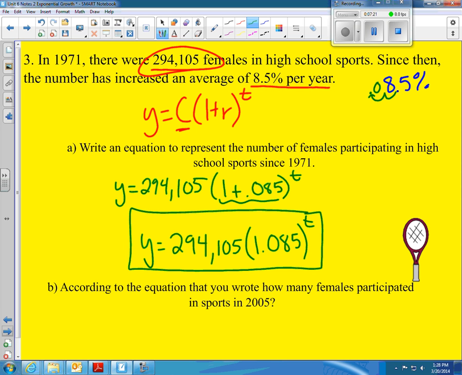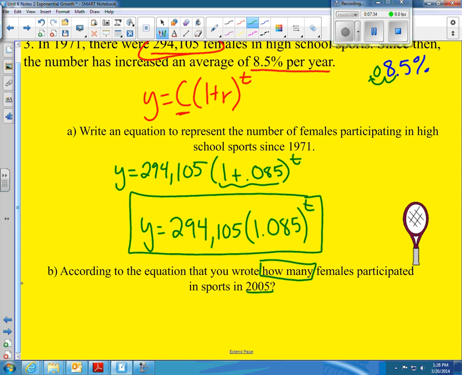B says, according to the equation that you wrote, how many females participated in sports in 2005? So now it's asking how many, so that's telling us we're coming up with a number solution. We are going to use the same equation that we just wrote. So we have y equals 294,105 times 1.085. Now we have to come up with our t.